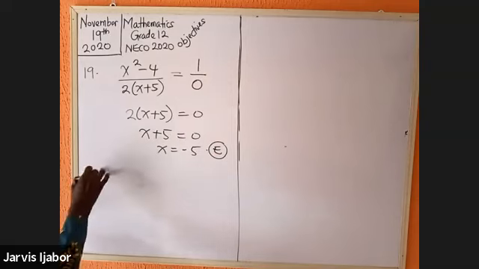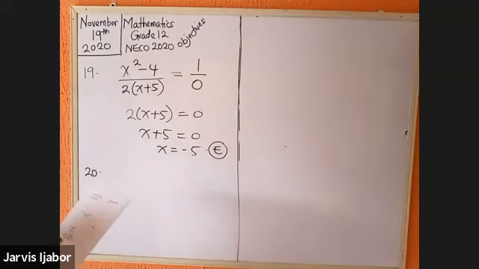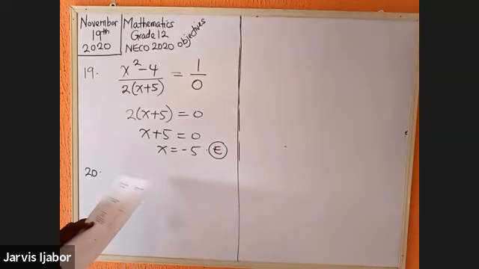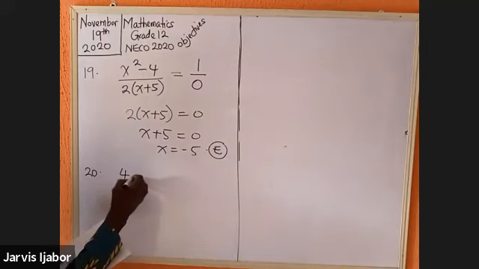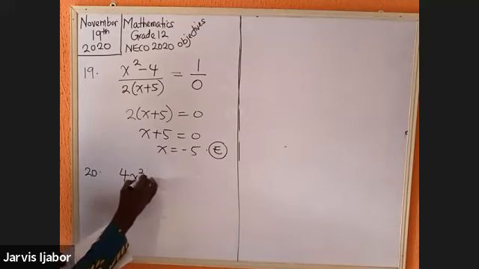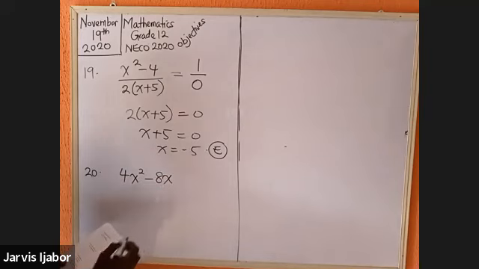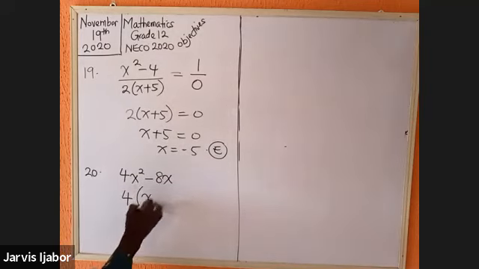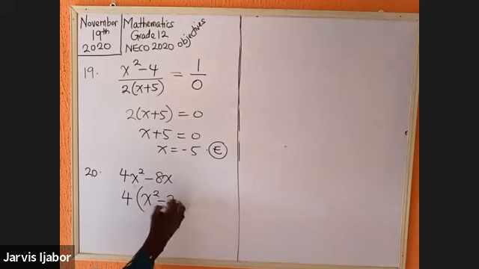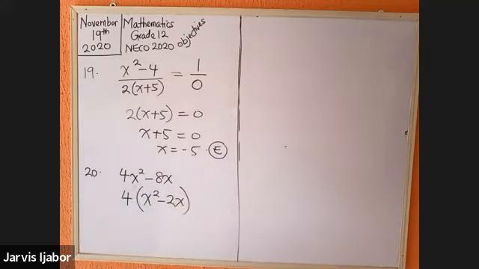Now look at question 20. For what value of k is the expression 4x squared minus 8x plus k a perfect square? How do you get this? Now, what you need to do is to pick this one out. So the first thing you need to do is this. 4 into x squared minus 2x. Are you seeing that? That's what you're going to have.